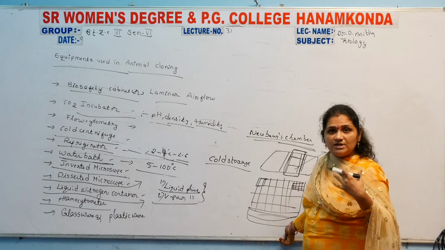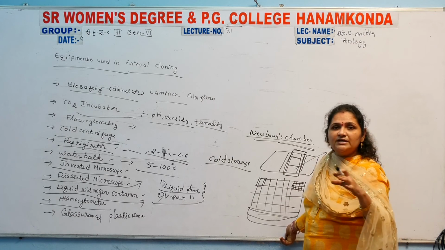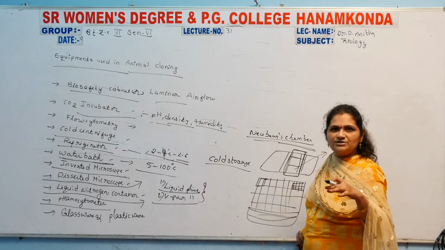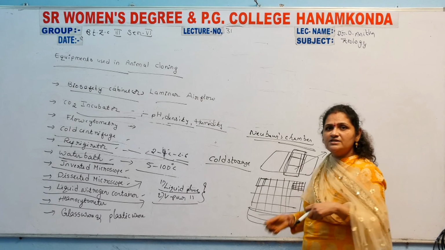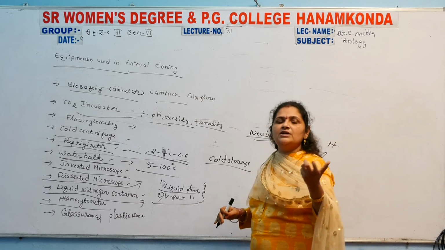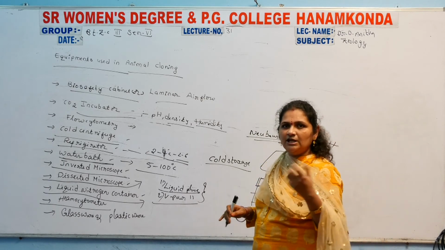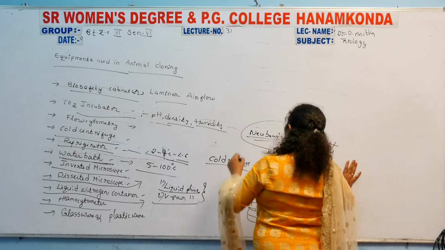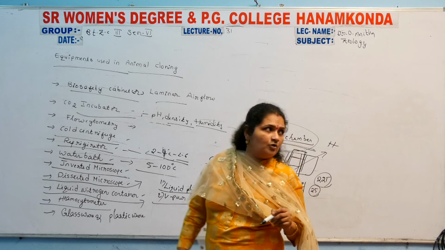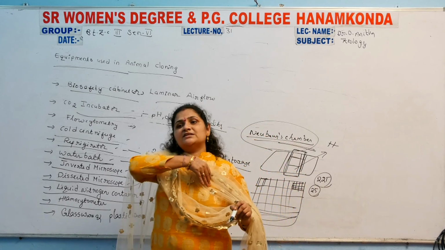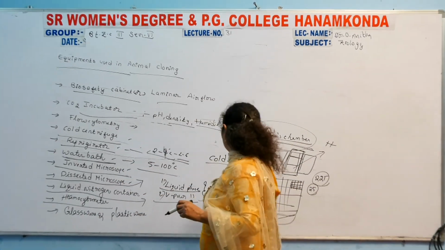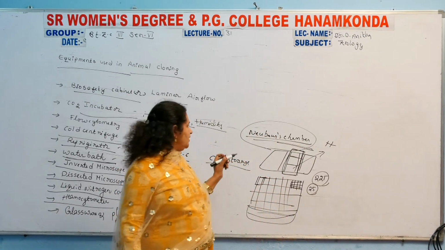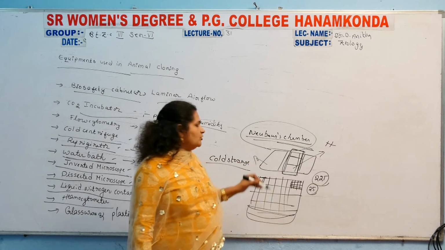So those cells are going to be completely distributed throughout each and every chamber of the Neubauer chamber. Then each and every cell is going to be counted. That is calculated with the help of the hemocytometer or the Neubauer chamber. It is also helpful for blood cell counting, which is also done using the Neubauer chamber. So that much is helpful about the hemocytometer.